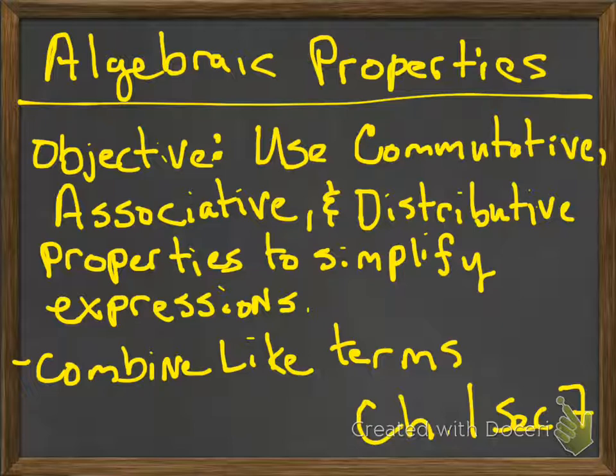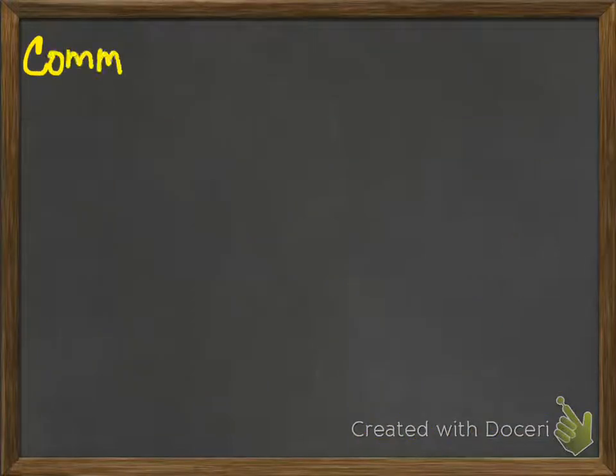So let's look at the first part. What are we trying to do? Okay, so let's define some of these properties. Let's get some ideas here. So the first thing we want to look at is the commutative property.